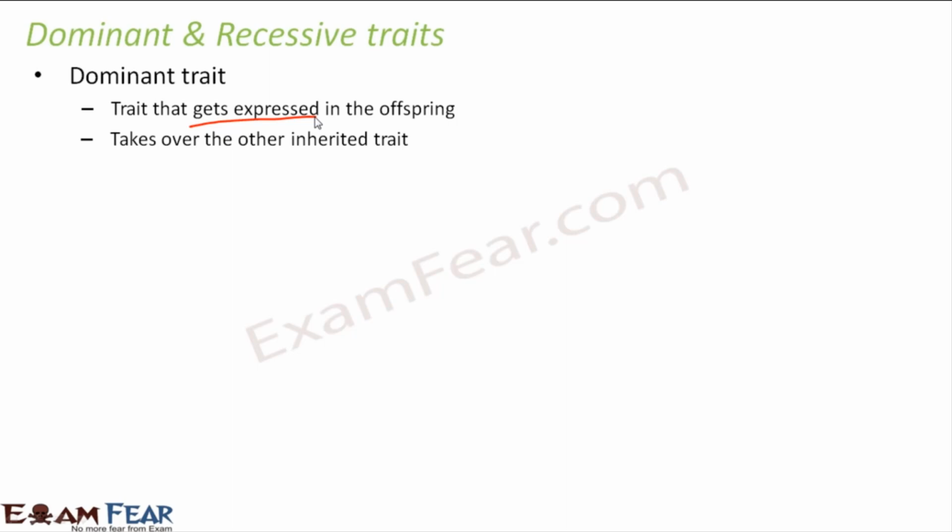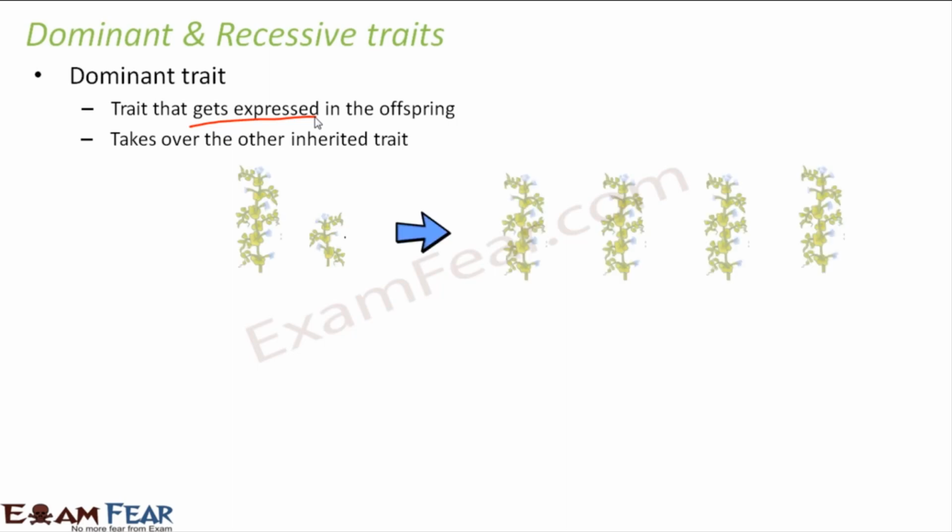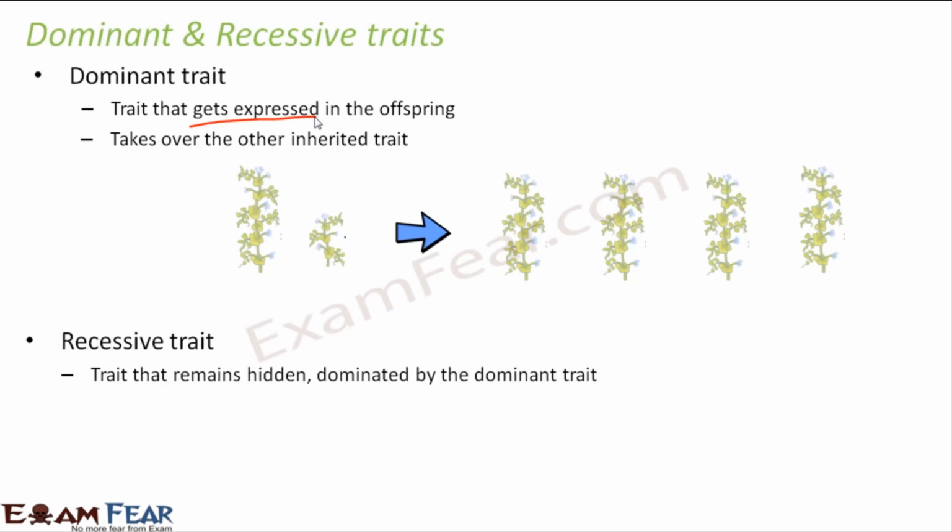It takes over the other inherited trait. That means two copies of the trait are getting inherited, right? One copy is tallness, the other copy was dwarfness. That is why in the F1 generation, the tall trait got expressed. That means tallness is a dominant trait in this case. The other trait is the recessive trait, the trait that remains hidden, dominated by the dominant trait.